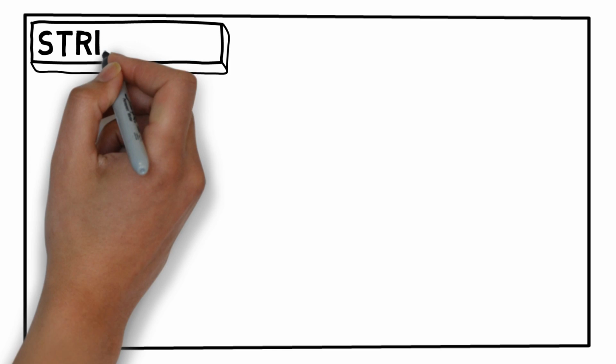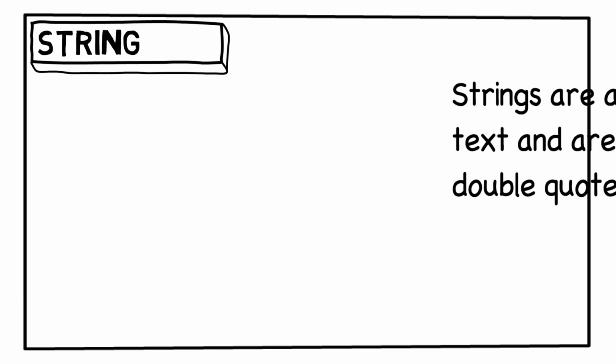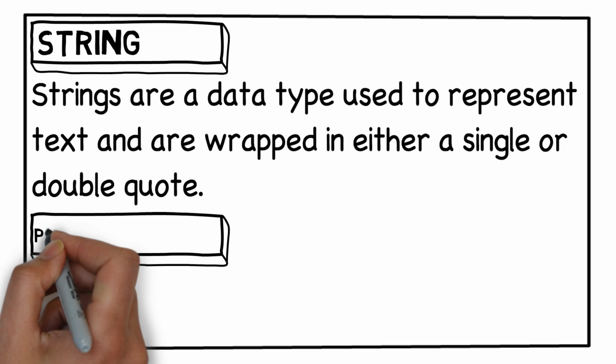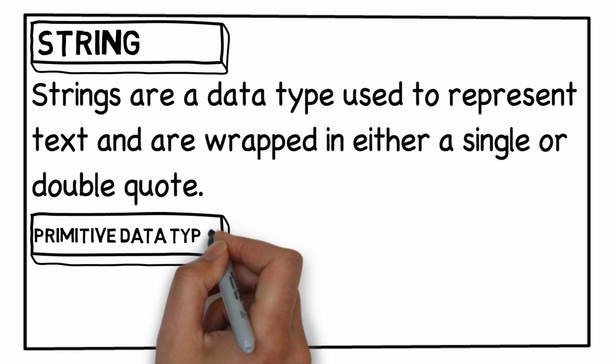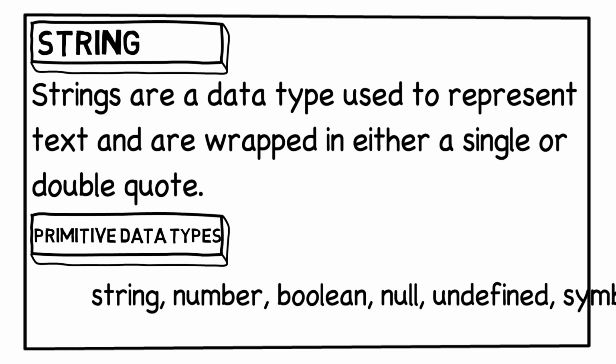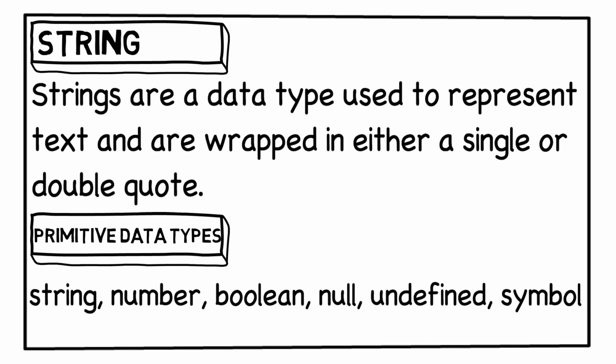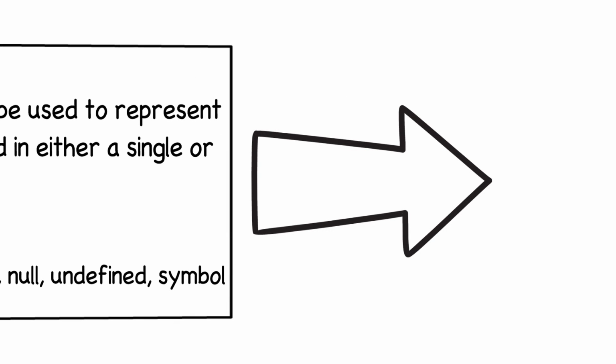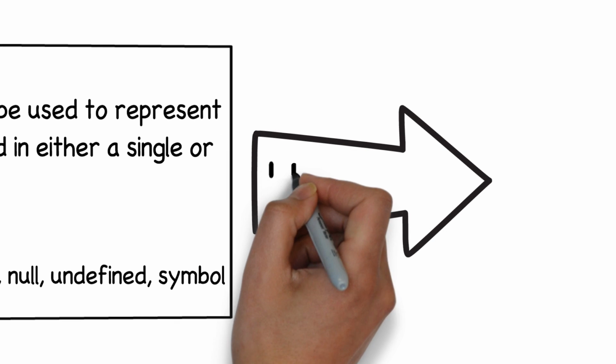What is a string? Strings are a data type used to represent text and are wrapped in either a single or double quote. A string is one of 6 JavaScript primitives, along with numbers, booleans, null, undefined, and the newer addition of symbol. We'll give primitives a further look in upcoming lessons. Let's look at 2 lines of JavaScript code to get started.